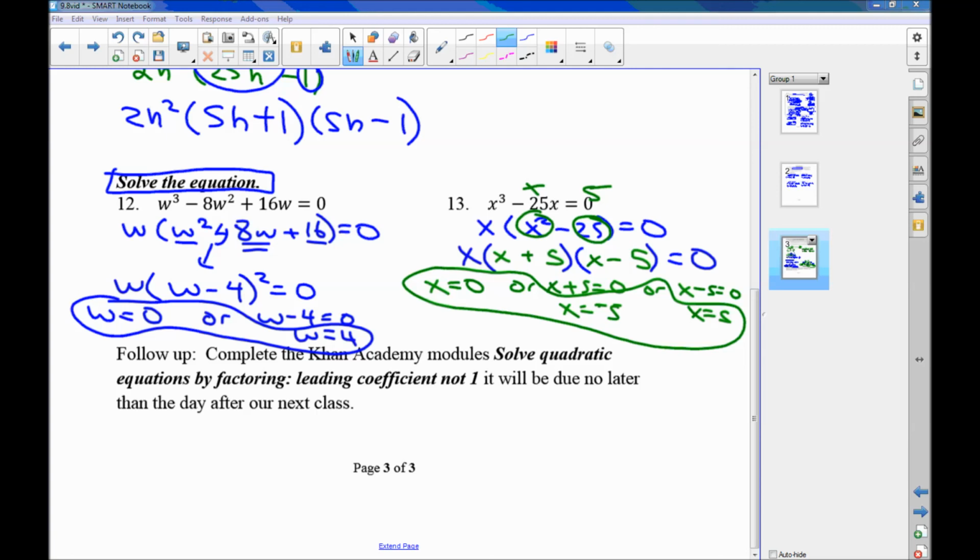All right, so our Khan Academy follow-up here is solve quadratic equations by factoring with a leading coefficient of not 1. So this is just review from 9.6. So make sure that you give it a little practice, because those are the ones that will show up more on the test. Okay.